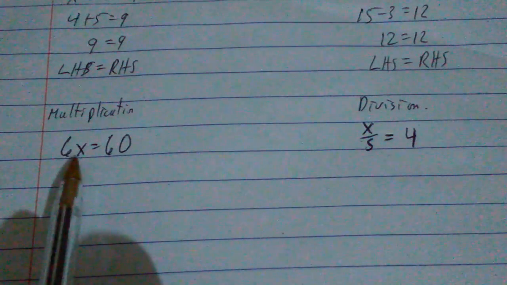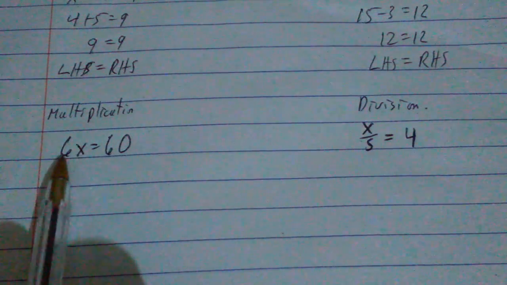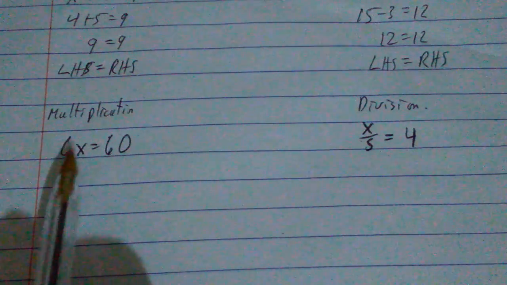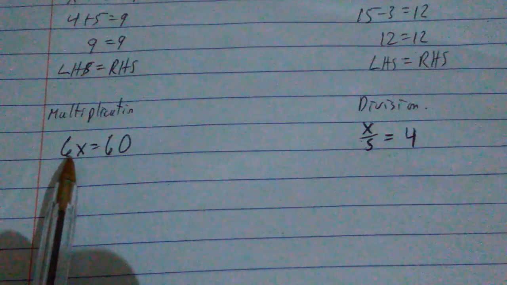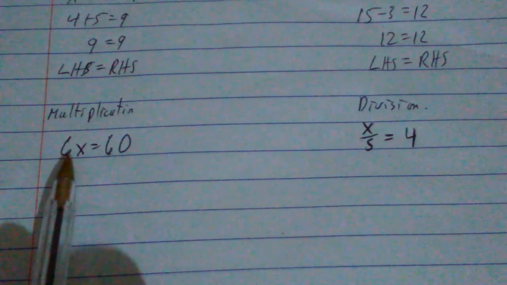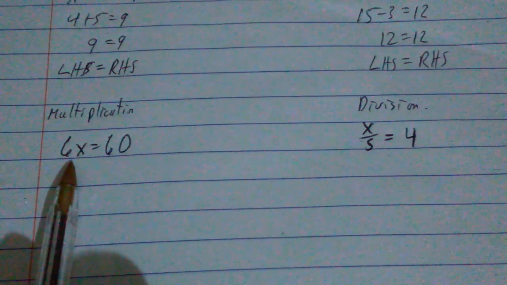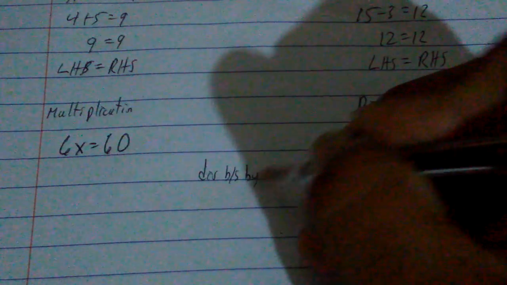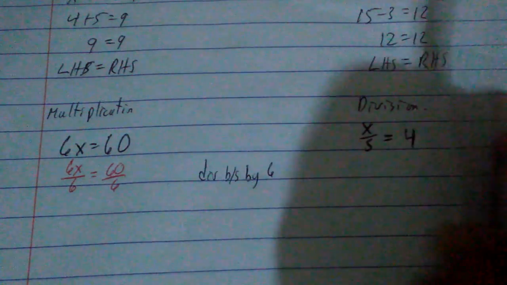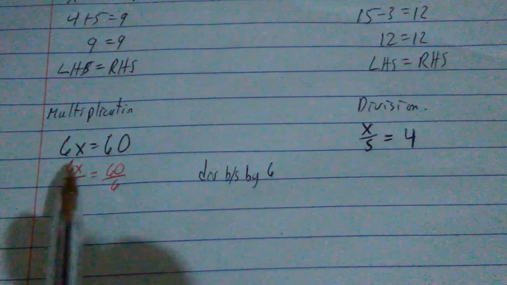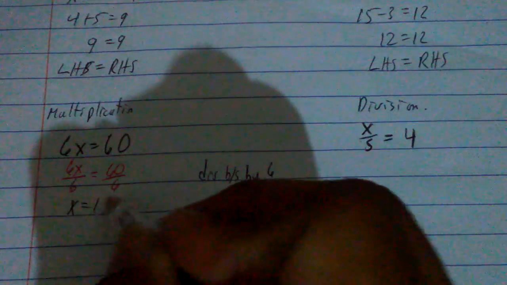This is a product, but we want x by itself. The only way we can get x by itself is by dividing by the value of the coefficient of x, and the value of the coefficient of x in this case is 6. So whatever value is in front of the x, by that value is what you will divide. So let's start. Divide both sides by 6, because 6 is the value that we need to divide by. So we write 6x over 6 equals 60 over 6. These two 6's will cancel with each other, giving us x equals 10.